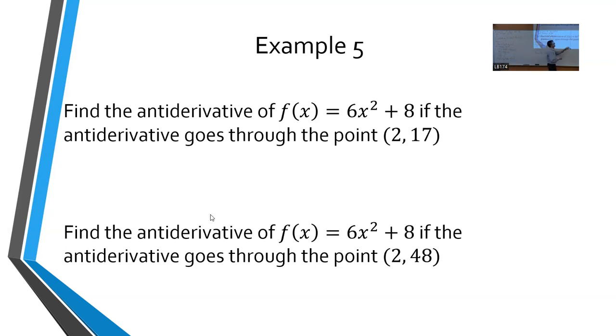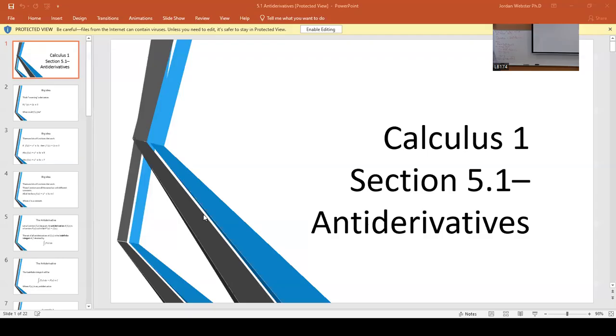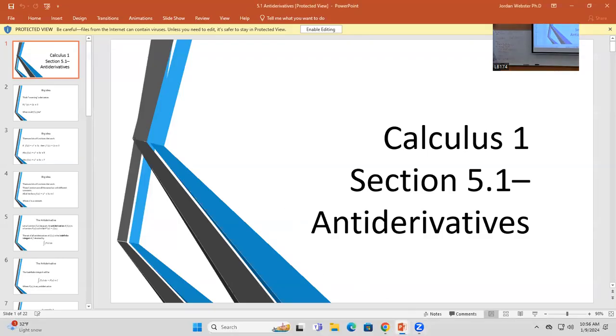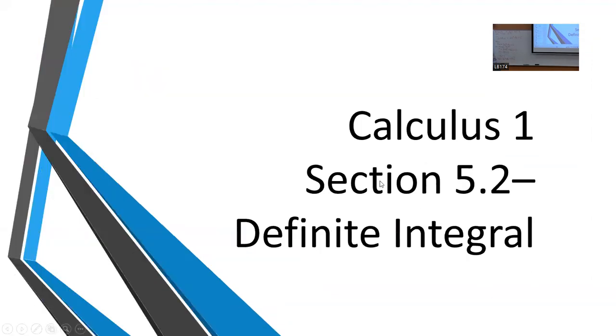Now, I don't do a lot of these. I don't do a lot of, let's find the particular antiderivative. So I'm not going to spend a lot of time doing that. So we'll leave 5.1 right there. Okay, so that'll be the end of section 5.1. And we'll go right into what we were just mentioning, which is the definite integral, section 5.2.